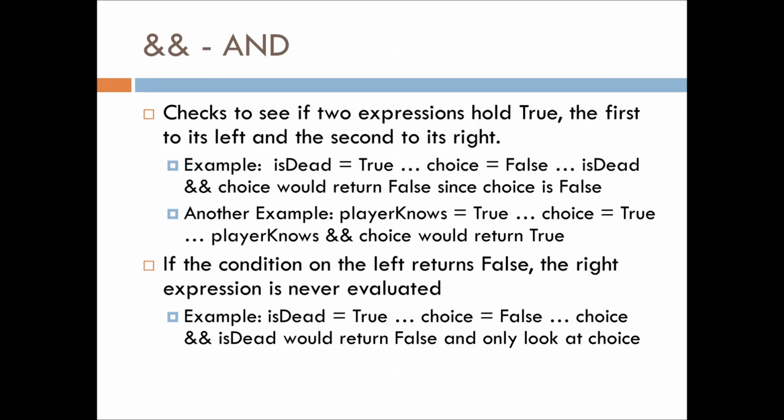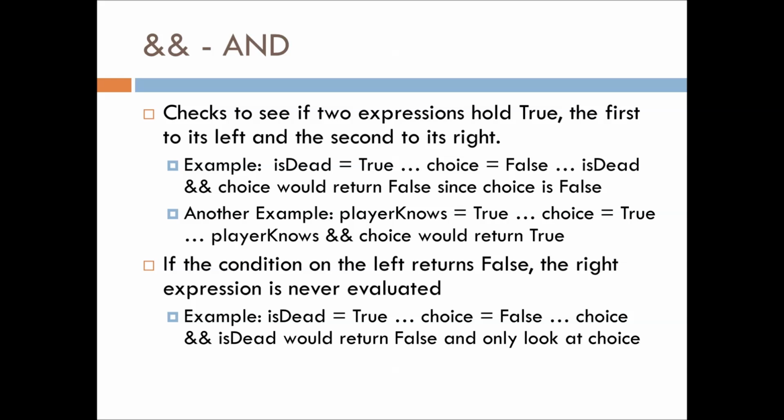Alright, let's look at and. So you're checking to see if two expressions hold true. The first expression is at the left of this and symbol, which is the double ampersand, and then it checks the expression to the right. We have two variables in this first example: is dead is true, choice is false. We are comparing is dead and choice, and it would return false because choice is false. Another example: player knows is true and choice is true, and then we'd have player knows and choice. Since they're both true, it would return true. In order for an and to be true, both expressions have to be true.